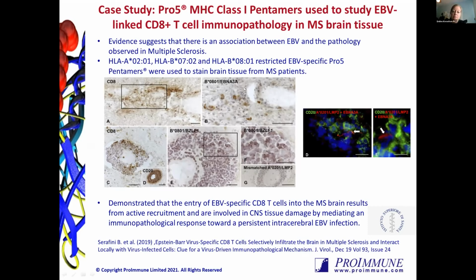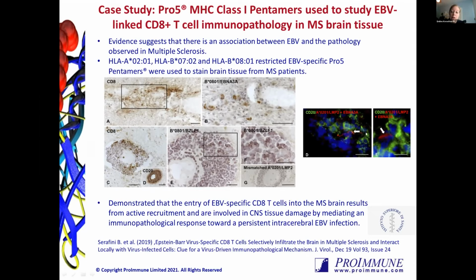And this is an immunohistochemistry stain where they're staining the brain tissue with the 0801 restricted pentamers, EBNA3A, and BZLF1. They did see, of course, positive cells here. And this was sensitive in that they were not able to detect any positive cells when they used the allele mismatch, the A0201.